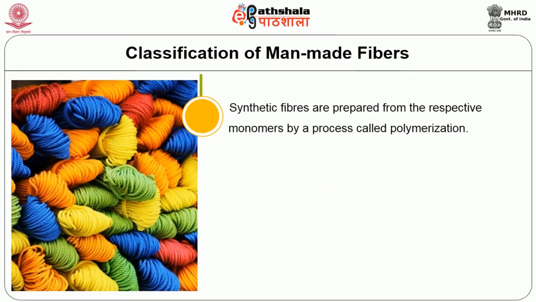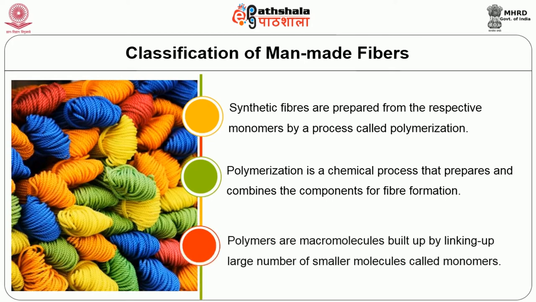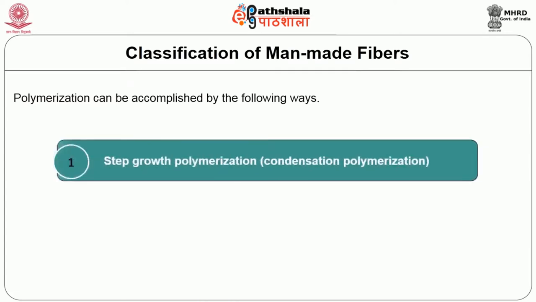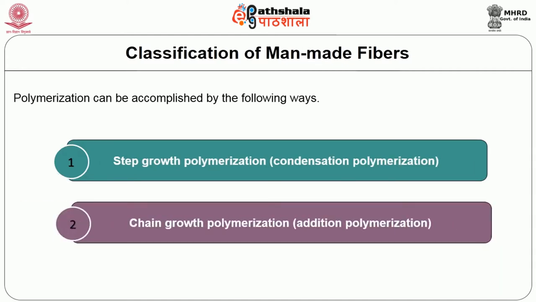Synthetic fibers are prepared from the respective monomers by the process called polymerization. Polymerization is a chemical process that prepares and combines the components of fiber-forming substances. Polymers are macromolecules built up by linking up a large number of small molecules called monomers. Polymerization can be accomplished in the following ways. The first one is step growth polymerization, also called condensation polymerization. And the second technique is chain growth polymerization, also called addition polymerization.